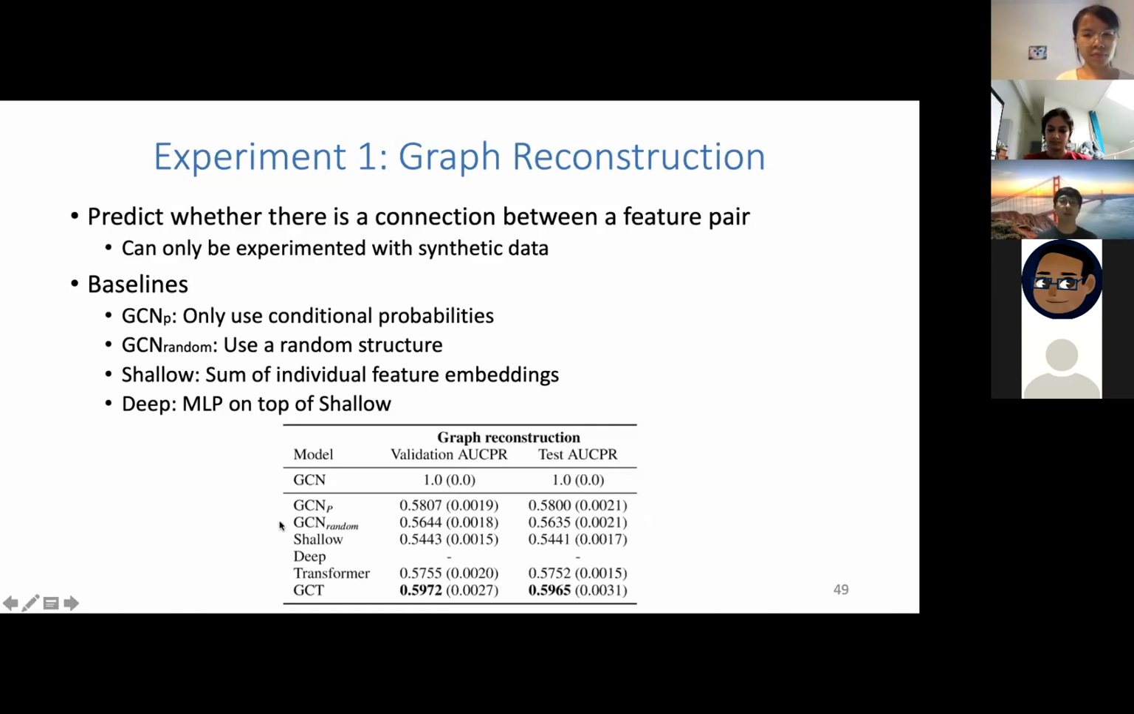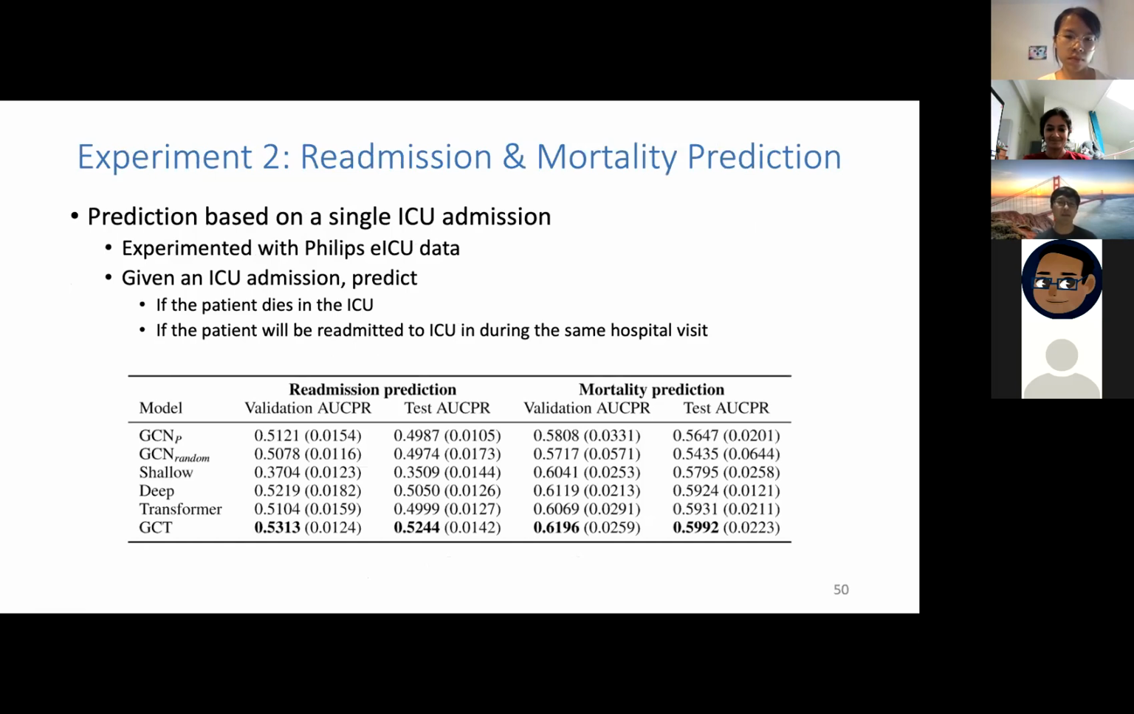And you can see actually GCT does pretty well. So this conditional matrix P is actually a good indication, a good proxy of representing the ground truth structure, even though it's purely conditional probability driven. It is still a pretty good proxy. So that's a good lesson. And given this, we validated that the GCT can learn pretty good meaningful structure.